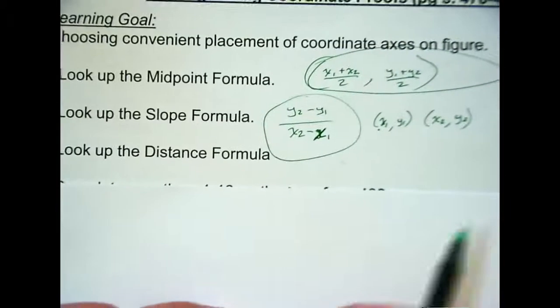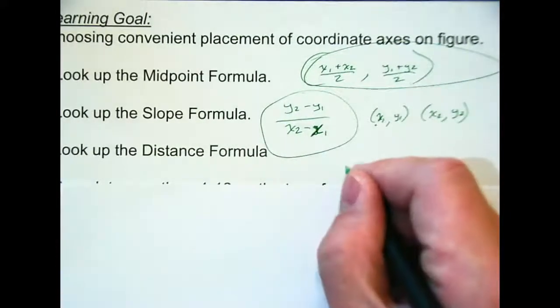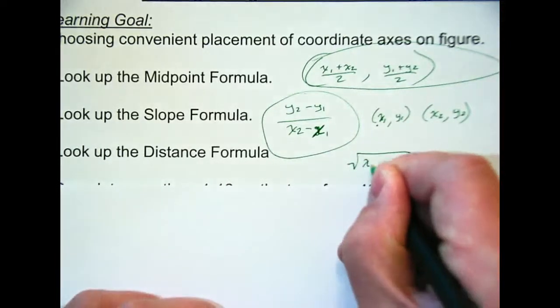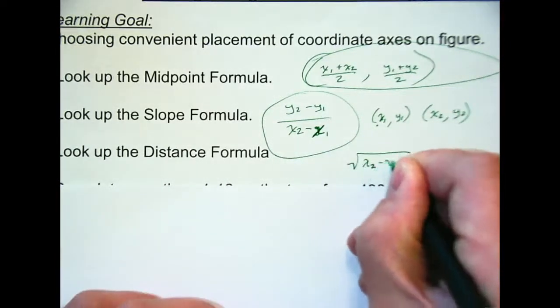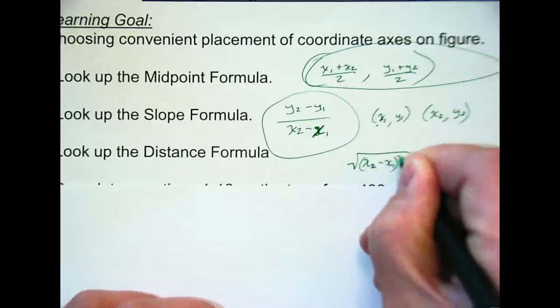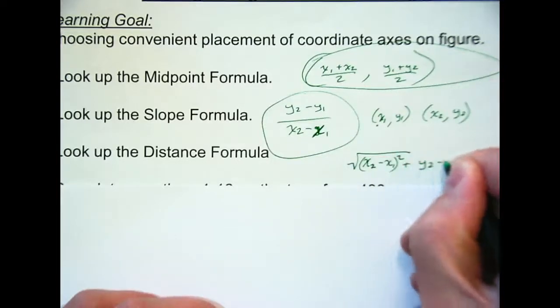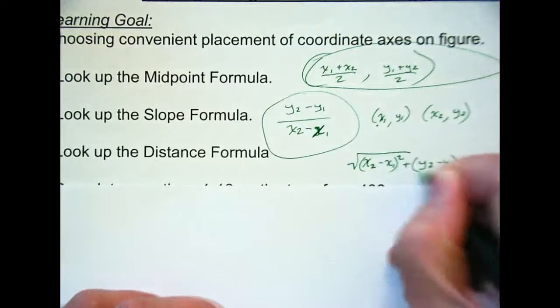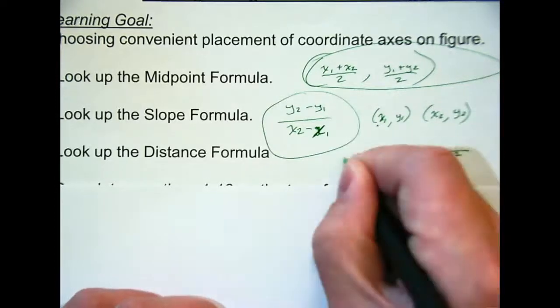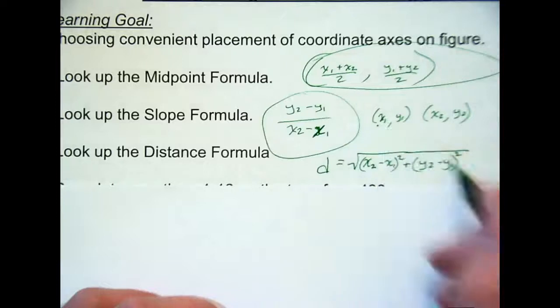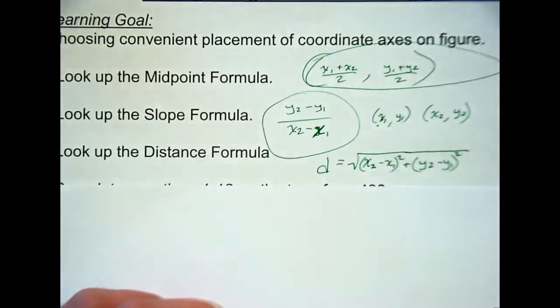Okay? Good. So we have this, and then our distance formula. Cameron? Root of x2 minus x1, quantity squared, plus y2 minus y1, quantity squared. That is the distance formula. Once again, you're talking about coordinates. That's where we're getting those. Any questions there?